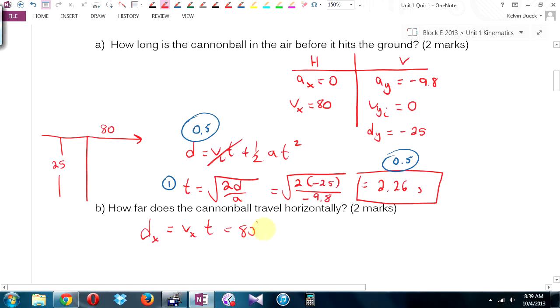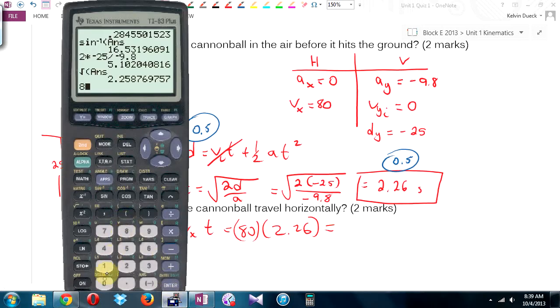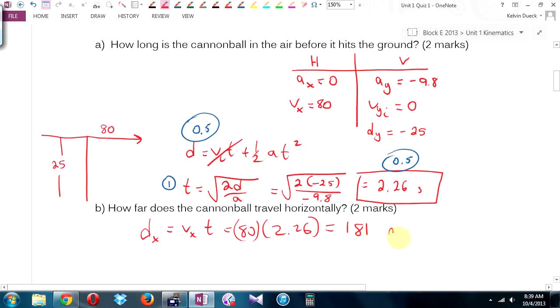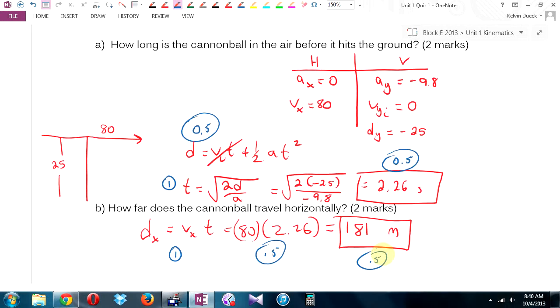It's going to be 80 times 2.26. Except I'm going to go 80 times my answer button. Do you get 181? Remember, every final answer is to 2 or 3 sig figs. In terms of part marks, this time I would give you 1 whole mark for that, a half mark for sticking in the numbers, and a half mark for the answer. Now, if you got question A wrong, but you took this number and you put it right there and you went 80 times whatever answer you got for part A and you did that correctly, Neve, you get 2 out of 2 on part B. Okay?